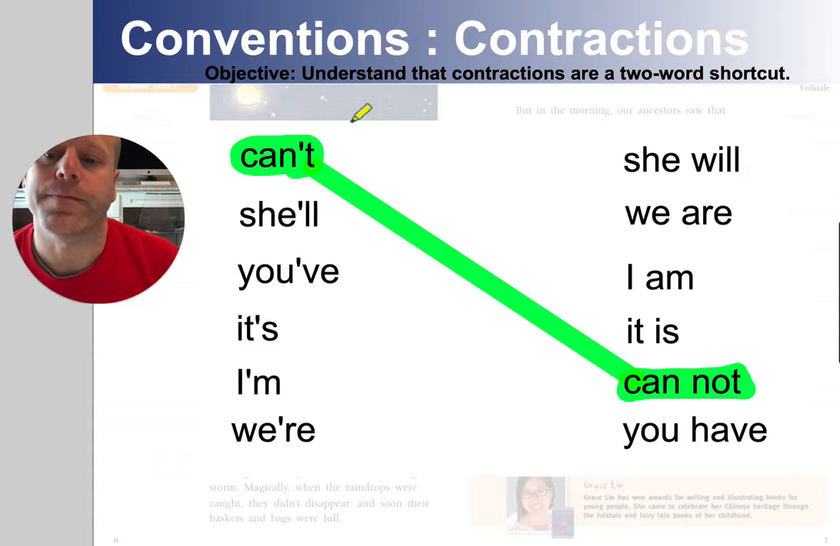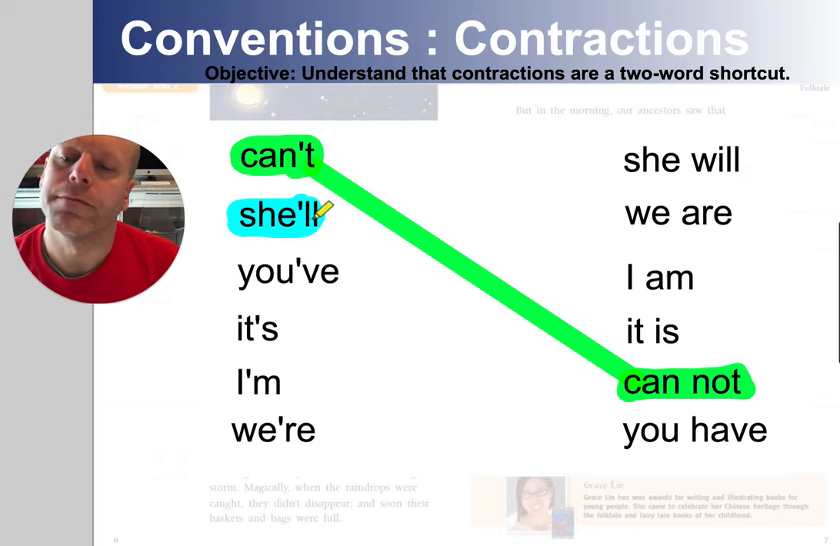Let's try another one. This is the word, the contraction, she'll. Do you think inside this shortcut are the words she will, we are, I am? No, I am doesn't look or sound like she'll, but she will can be used in the same sentence. Watch.